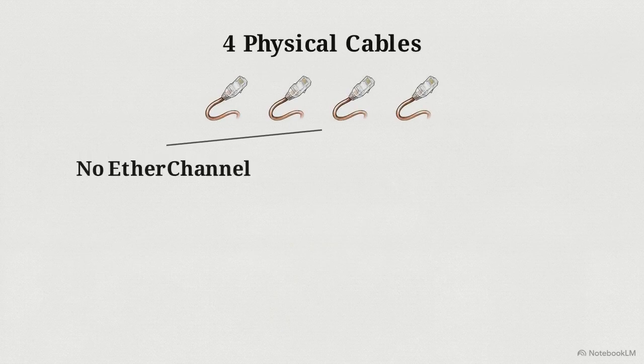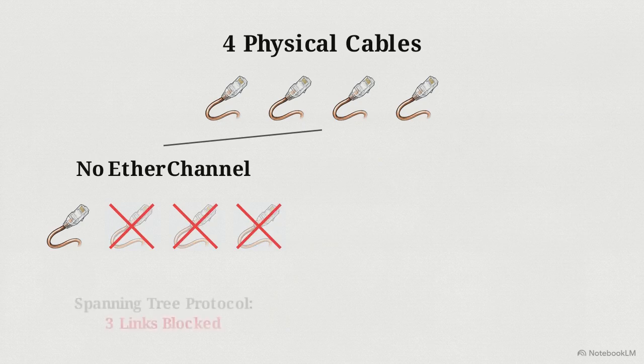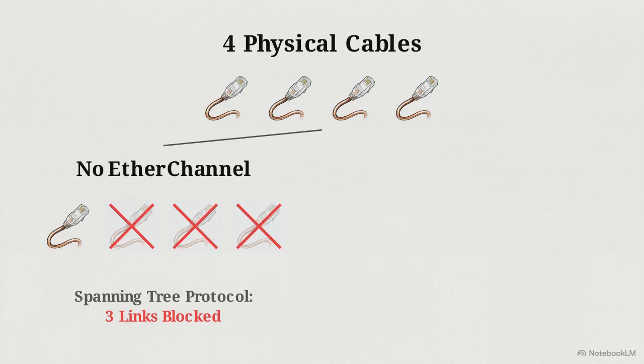The network's built-in defense mechanism, Spanning Tree Protocol, detects the loop and simply shuts down the extra links. You connected 4 cables, but the network only lets you use 1. There is a way around this block.